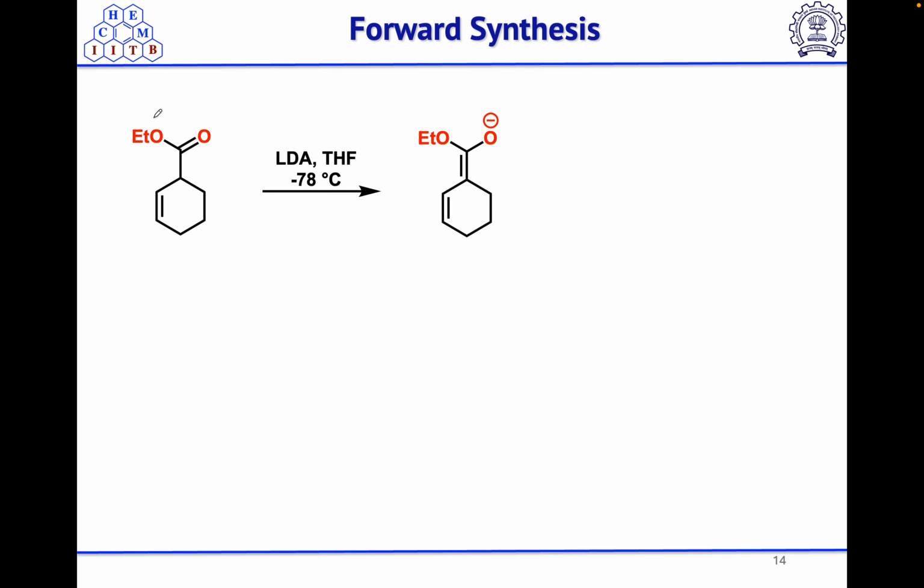LDA will abstract this acidic proton. Also, this allylic proton is acidic, next to the ester, alpha to the ester. So LDA basically abstracts this acidic proton, right? And it will generate this enolate. Now, next, you are treating with this bromo derivative.